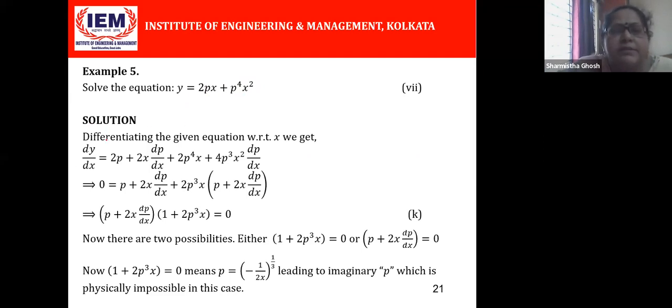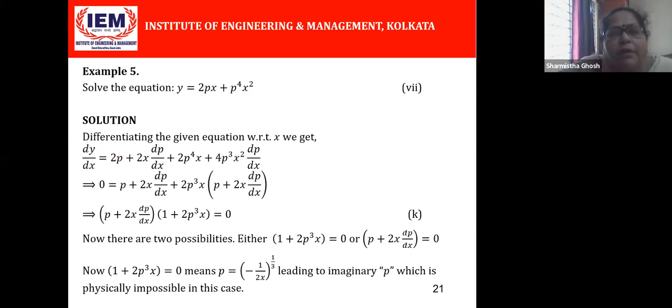So dy/dx on the left hand side will obviously be p. The right hand side is 2p plus 2x dp/dx. And now I have to differentiate this p^4 x^2. If I differentiate the x^2 first, it's p^4 times 2x. Plus when I differentiate p^4, it's 4p^3 x^2 dp/dx, right? So here you can see that this dy/dx is obviously p.